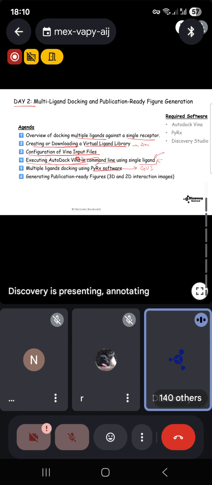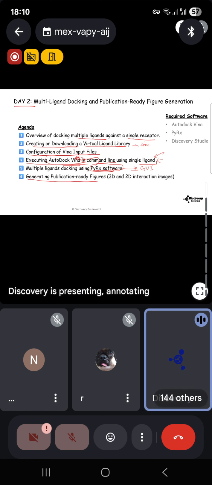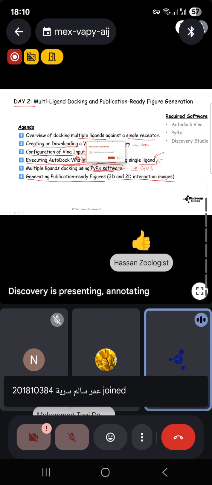Okay, so before running Pyrex, we would like to show you how you can run Vina so that you can also understand the background, right? How Pyrex is running the multi-ligand docking. Anyway, this we will do using Pyrex, and then we will also be generating publication-ready figures, 3D, 2D interaction images.